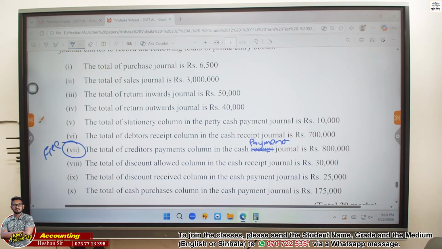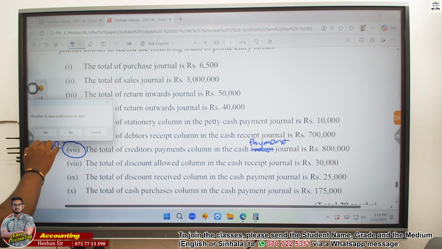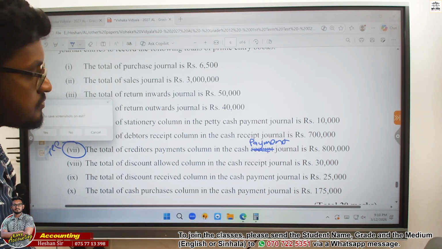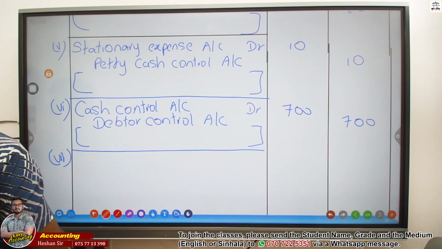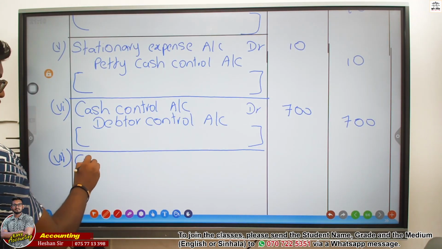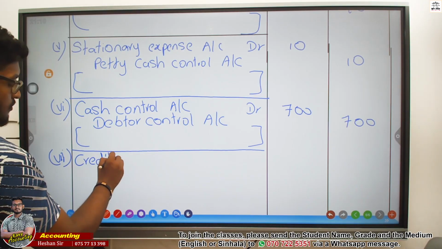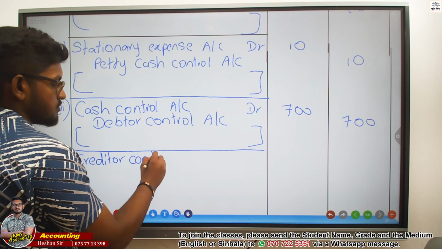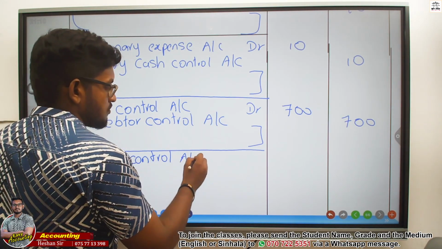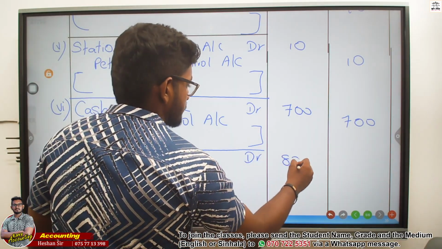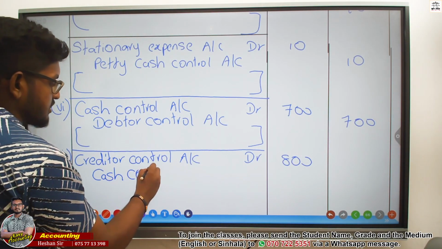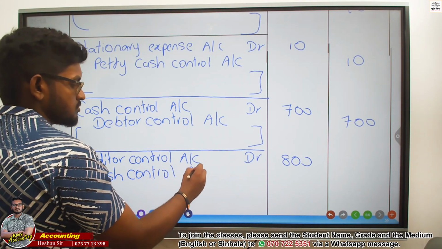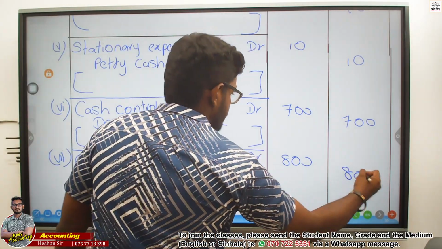Now you can see the total creditor payment column is in the cash payment journal. So cash control credit, creditor control account debit 800. Creditor control account debit 800. Cash control account credit 800.